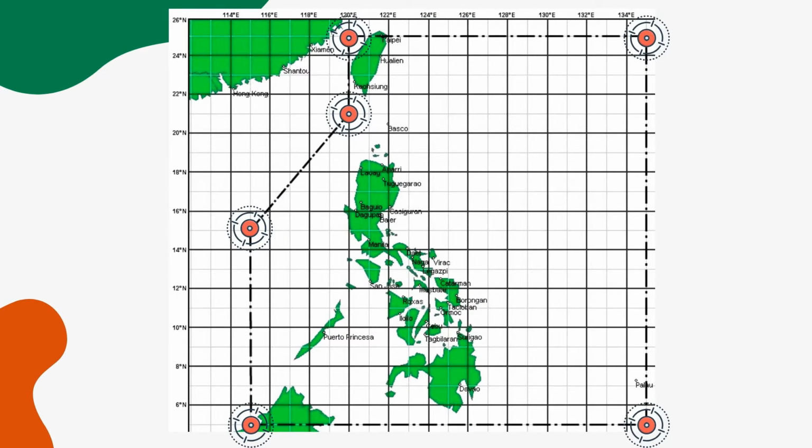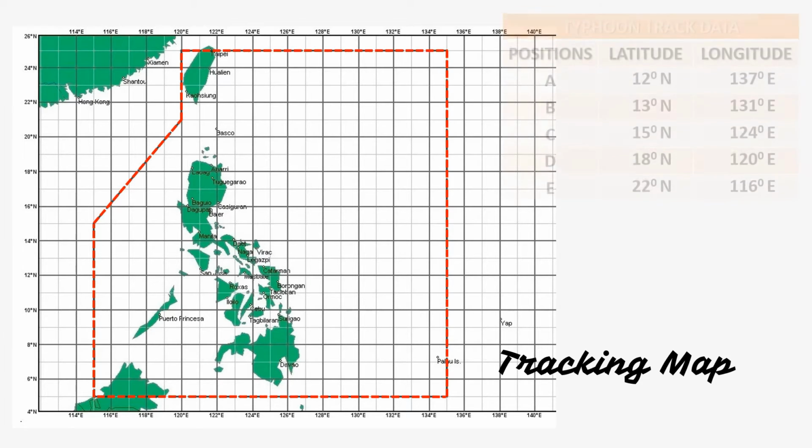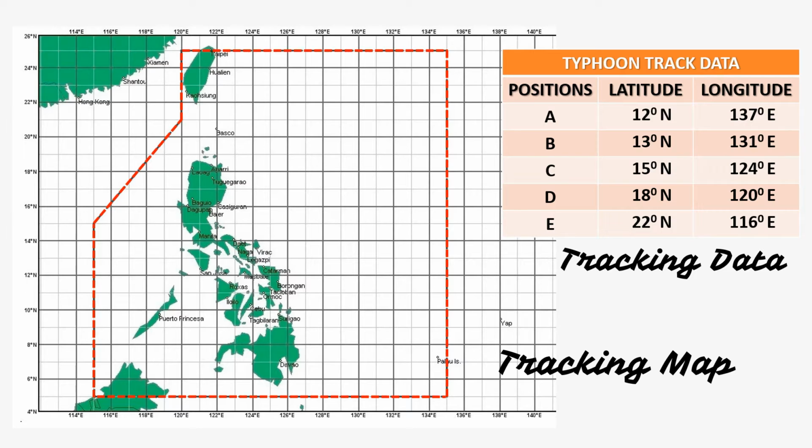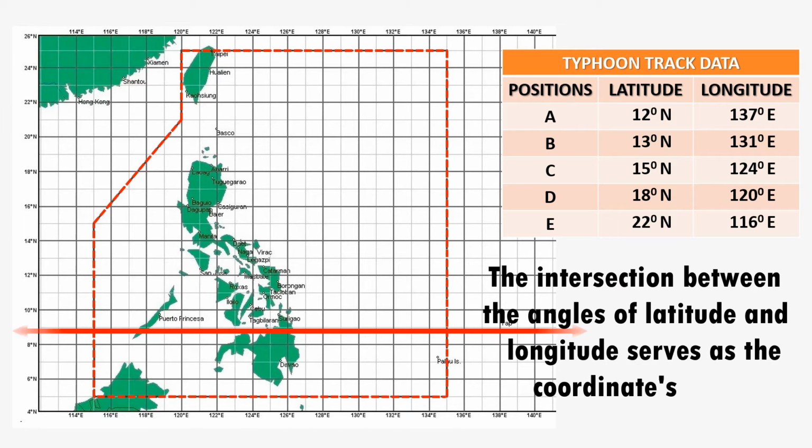Now, if you are ready, let's try to trace the path of a typhoon. For us to plot and track the motion of a typhoon, we need to have a tracking map of the Philippine area of responsibility and the tracking data of a typhoon. In this example, the hypothetical typhoon has 5 identified positions. Keep in mind that the intersection of the angles of latitude and longitude serves as the coordinates position.